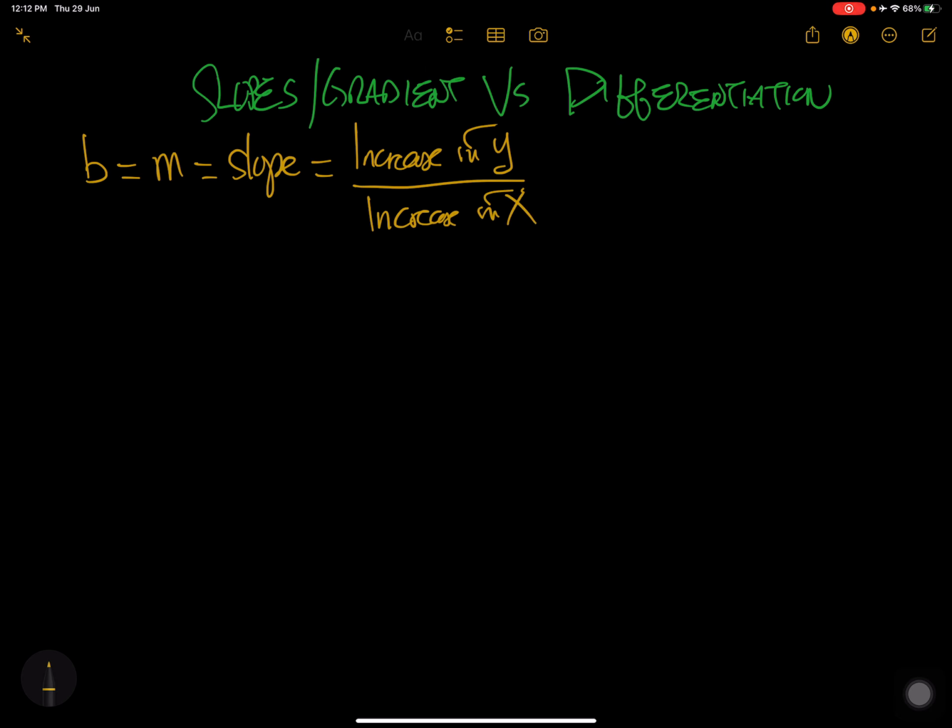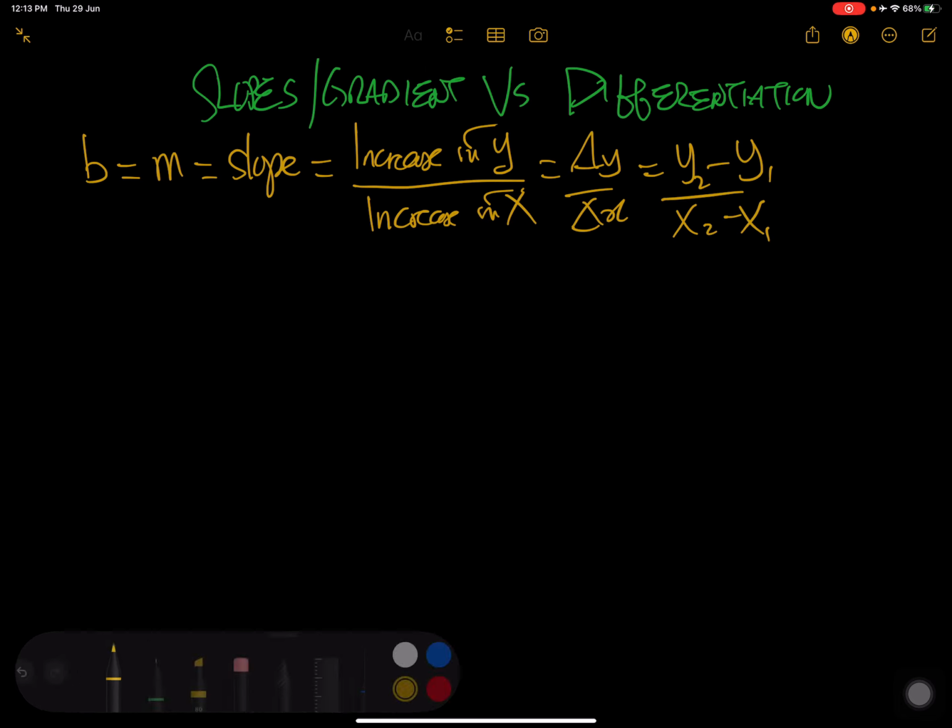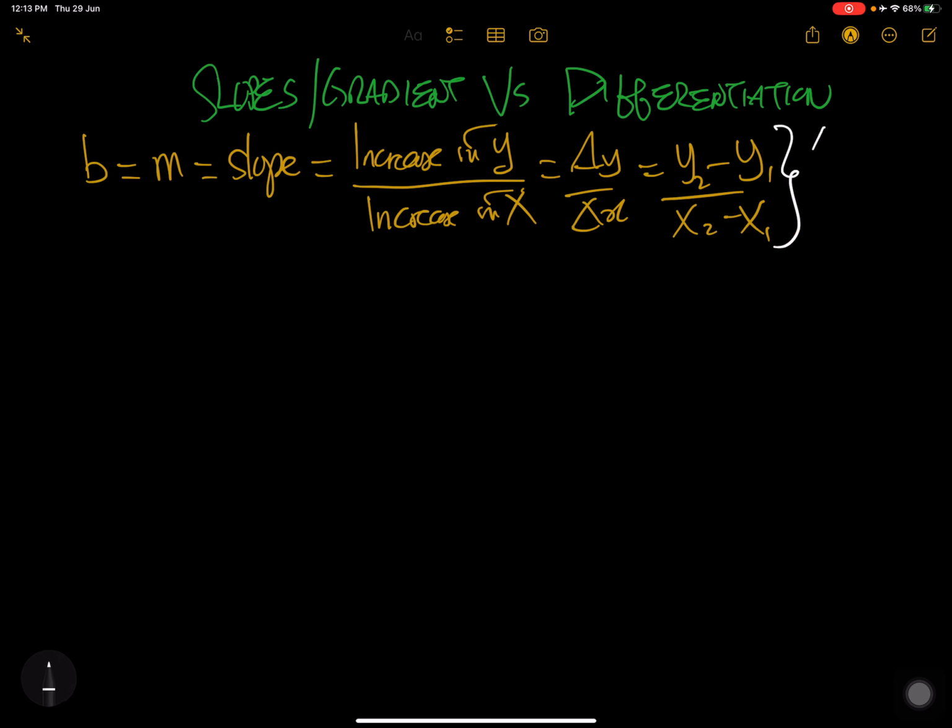You remember that, right? So this particular formula applies strictly, which is equal to change in y over change in x, which is equal to y2 minus y1 divided by x2 minus x1. We are saying that it applies to linear equations. Whenever you are dealing with linear equations, you're talking about straight lines. It only applies to straight lines.